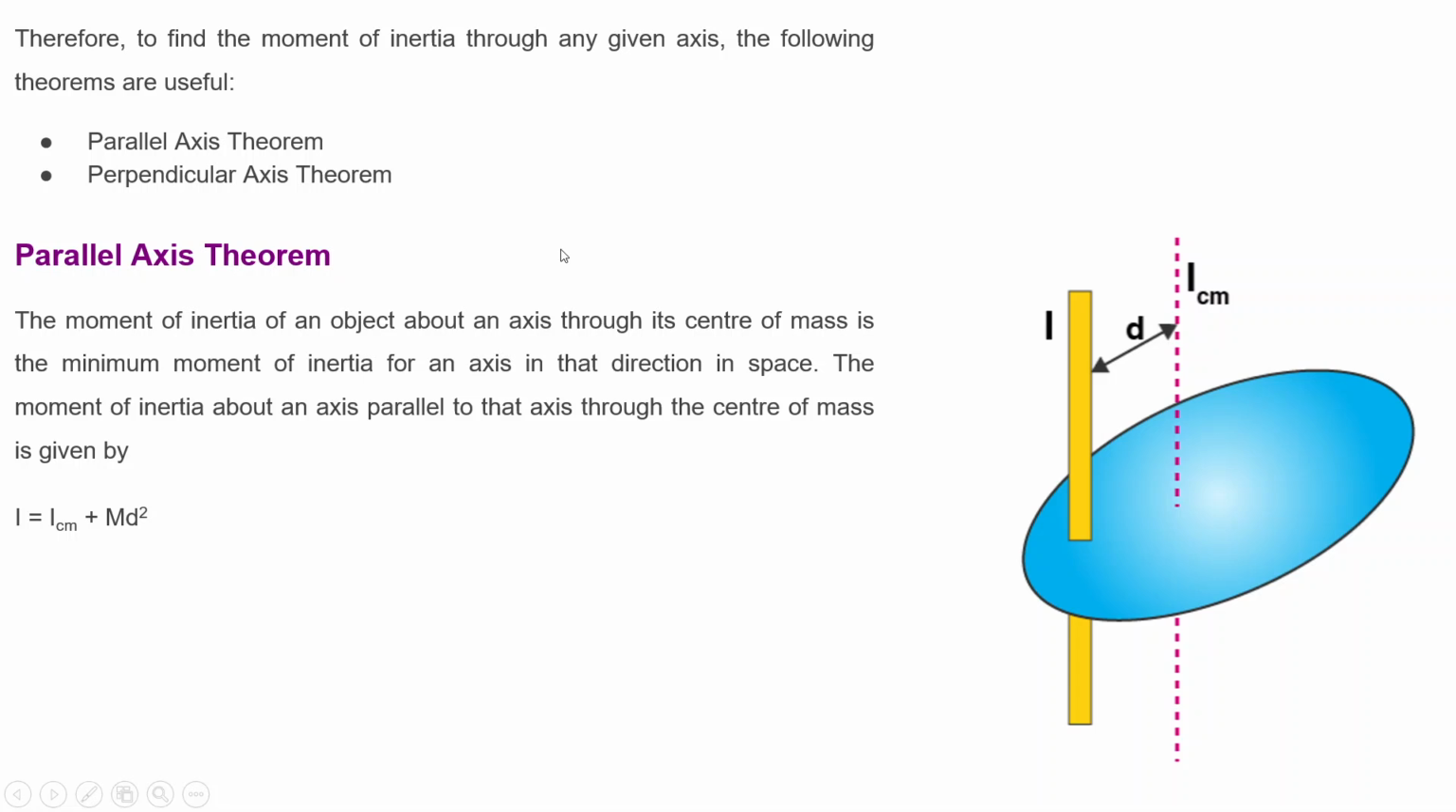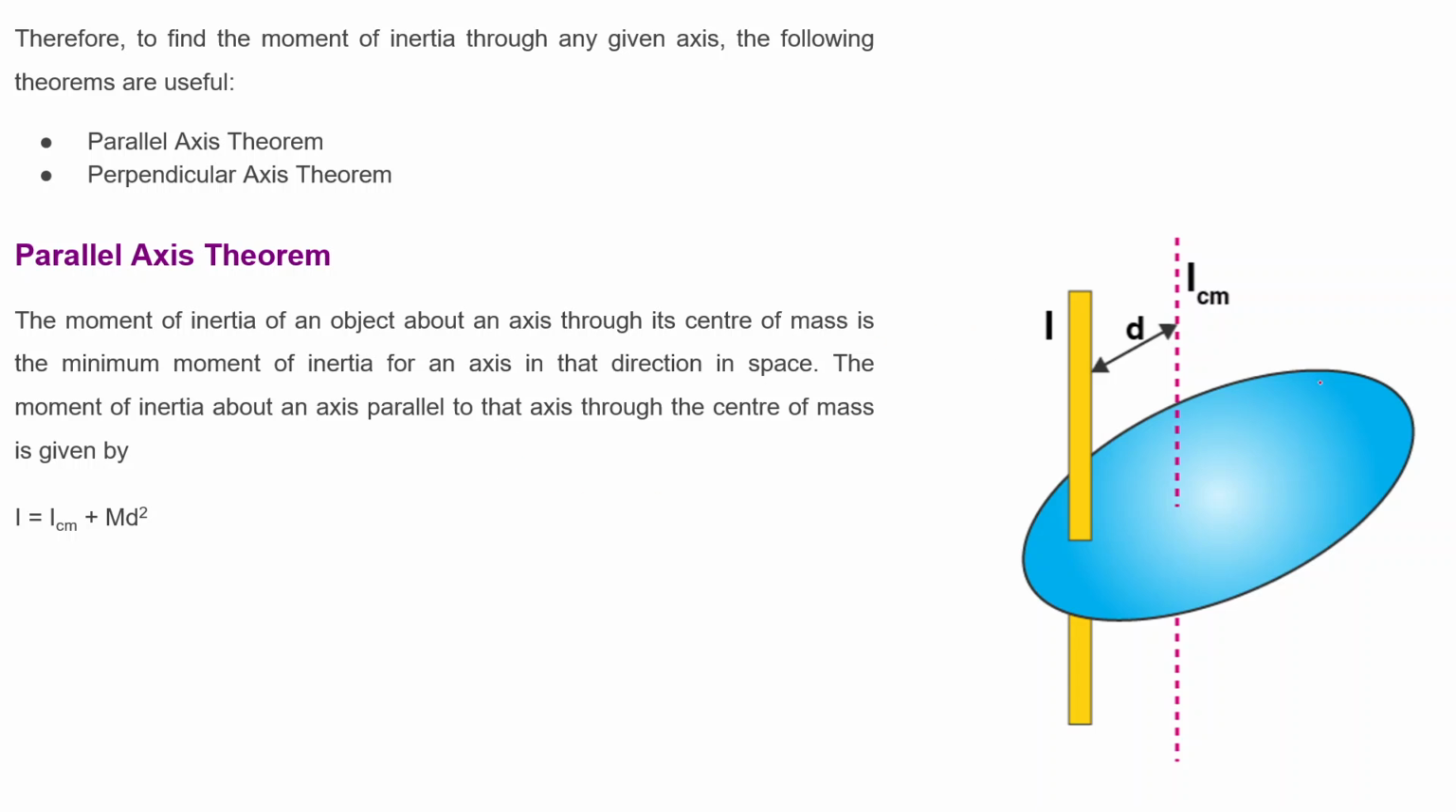What the parallel axis theorem tells us, let me read it out: the moment of inertia of an object about an axis through its center of mass is the minimum moment of inertia for an axis in that direction in space. The moment of inertia about an axis parallel to that center of mass axis is given by the moment of inertia through the center of mass plus the product of the mass and the distance between these two axes.